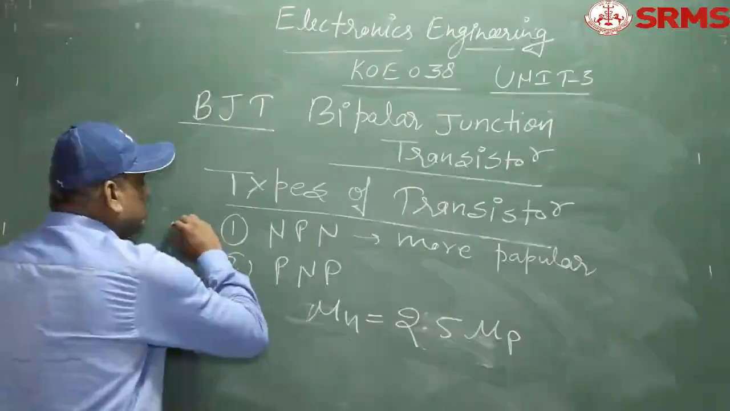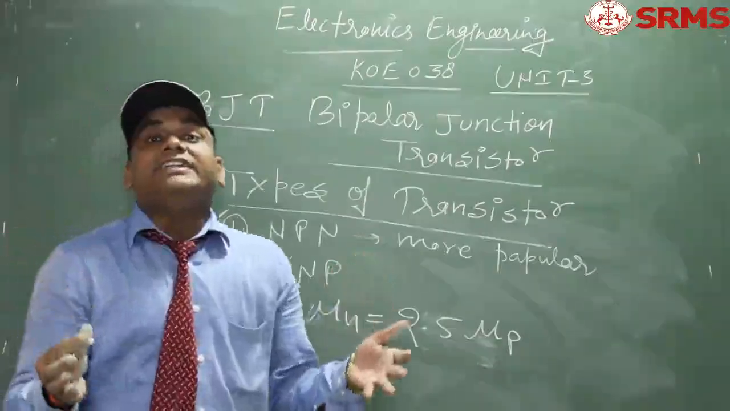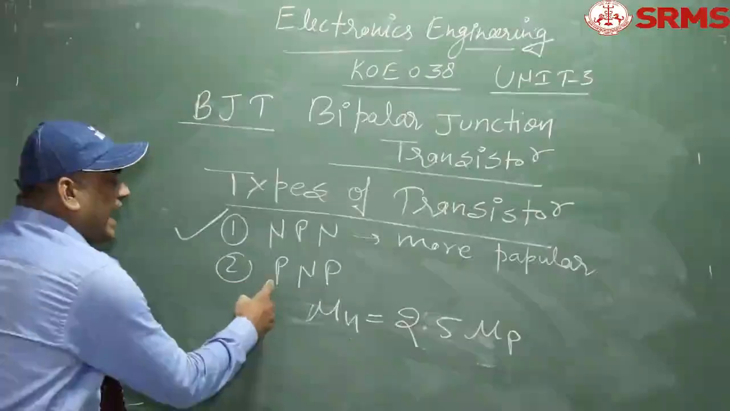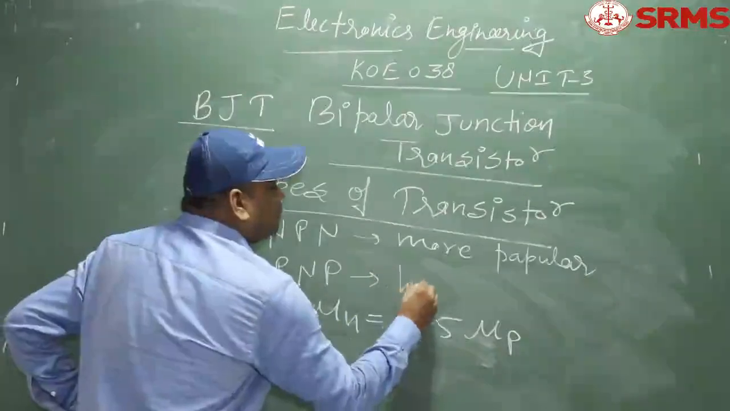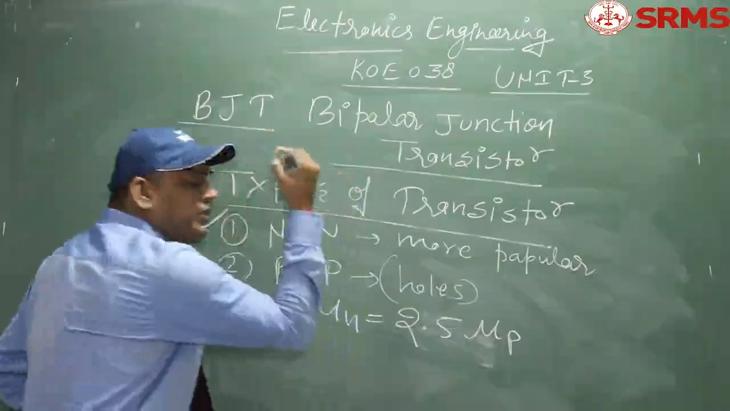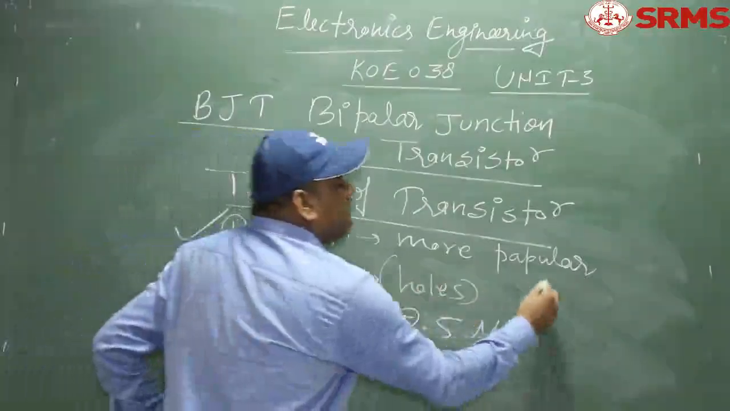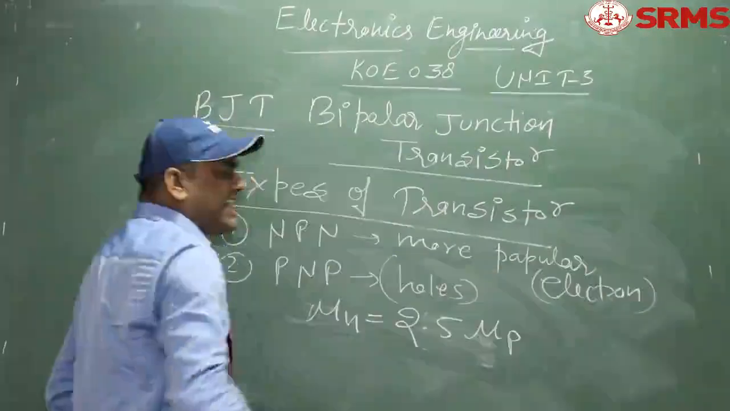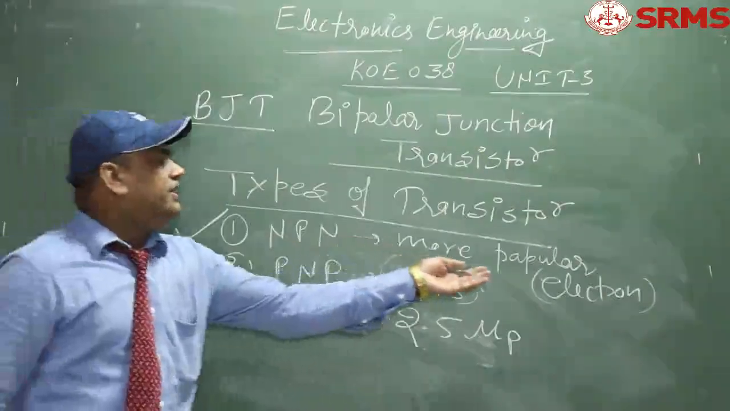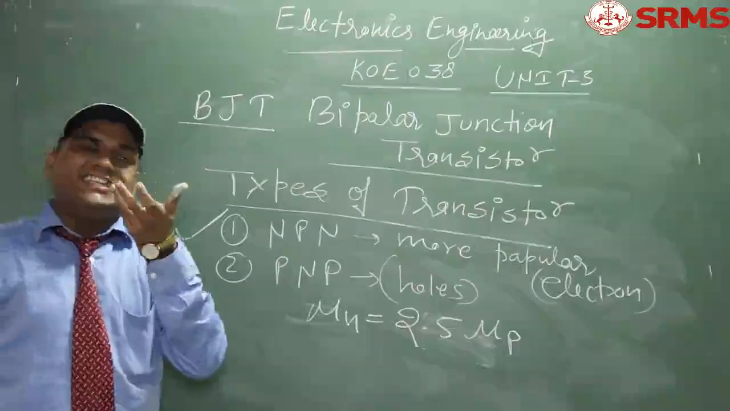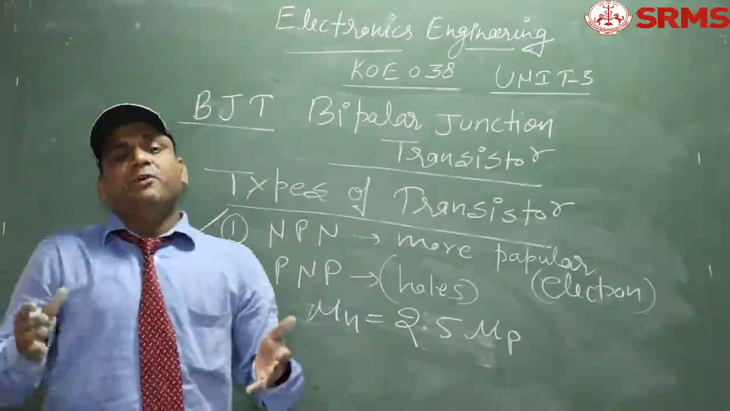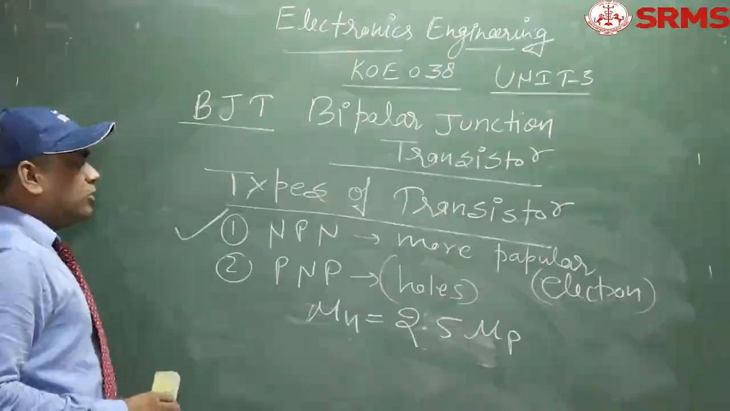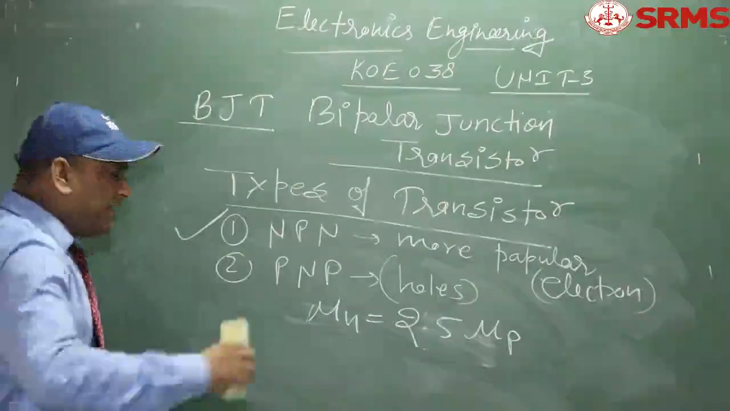And if we discuss the NPN transistor, the majority charge carriers in NPN transistor are electrons and the majority charge carriers in PNP transistor are holes. So here we are using holes as majority charge carriers, but in the case of NPN we have electrons as majority charge carriers, and the mobility of the electron is higher compared to the hole. So we can say the NPN transistor is more popular compared to the PNP transistor. Now we will discuss the symbol of NPN and PNP transistor.